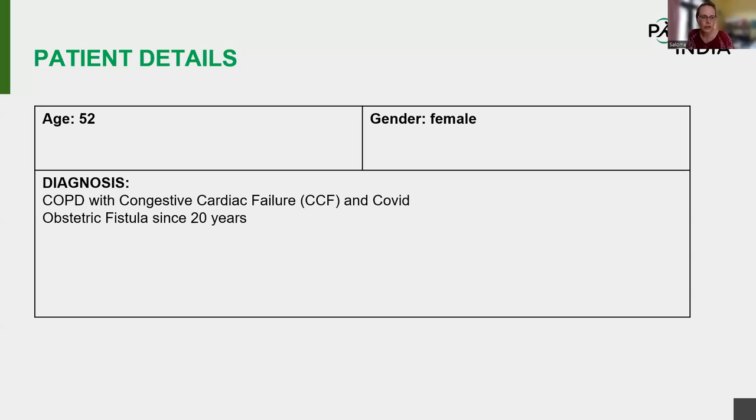So next slide. This patient is 52 years old, or approximately. Usually patients here don't really know exactly their age. She's female. Her diagnosis is COPD with congestive cardiac failure, CCF, and she had COVID when she arrived, and obstetric fistula since 20 years.